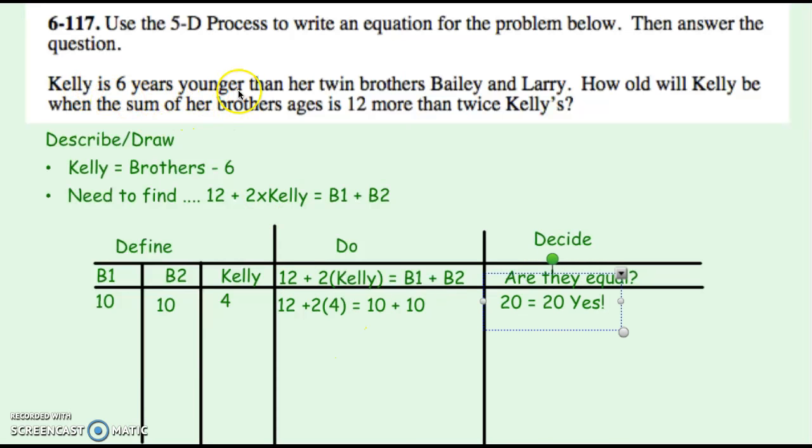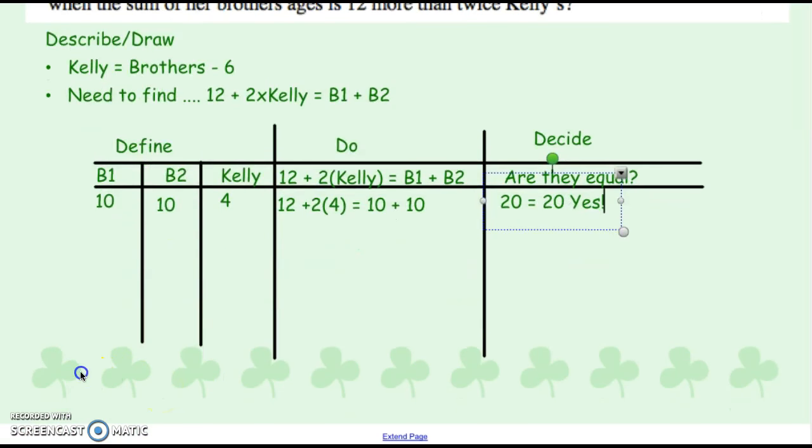So if Kelly's 6 years younger than her older brothers, then Kelly would be 4 years old when the sum of her brothers' ages is 12 more than twice Kelly's. So for this, that was a nice quick problem for you, and I was just guessing.